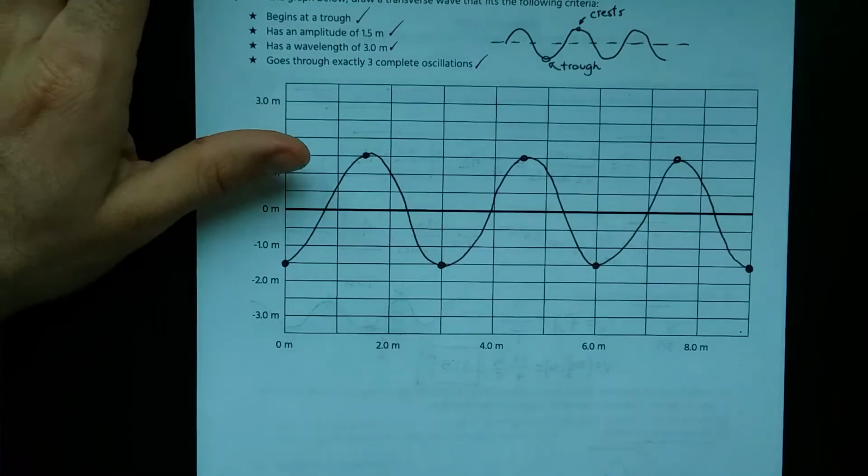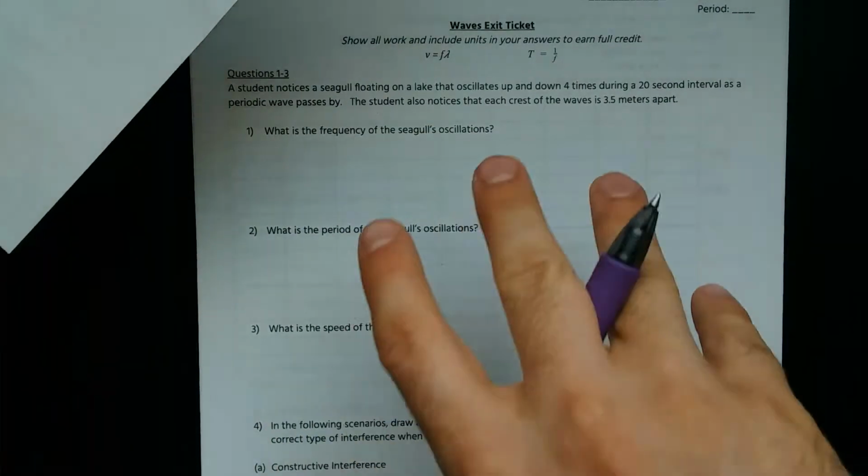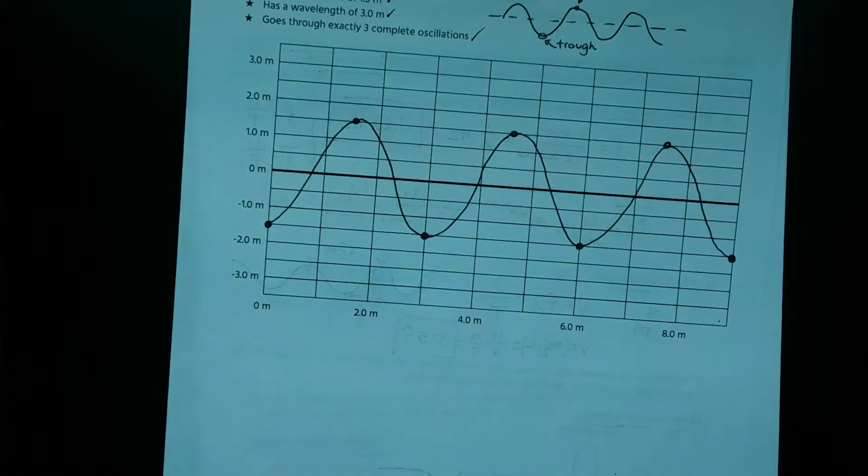So there we go. That is working through the exit ticket. There are blank copies of all the versions. Make sure you can go through them and you feel confident about all of your solutions.